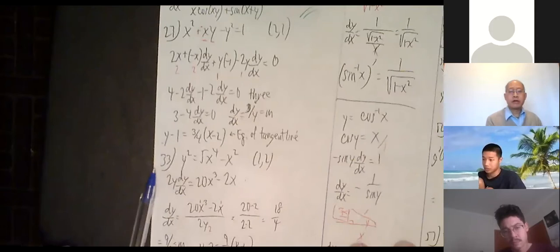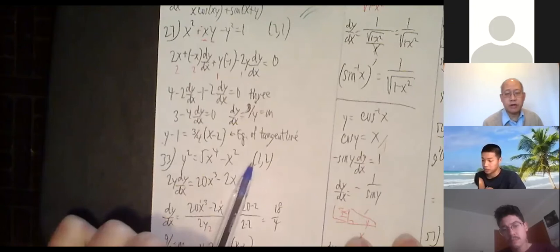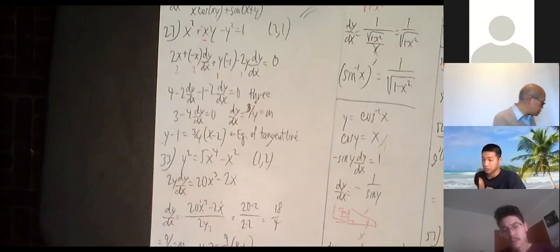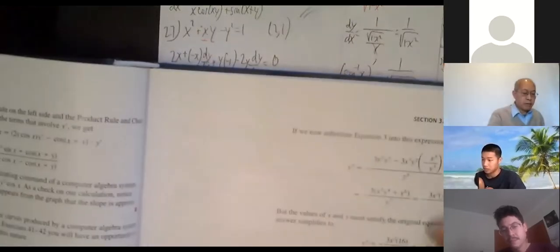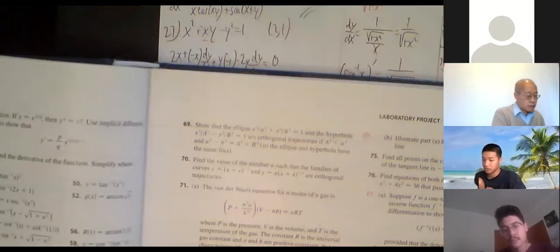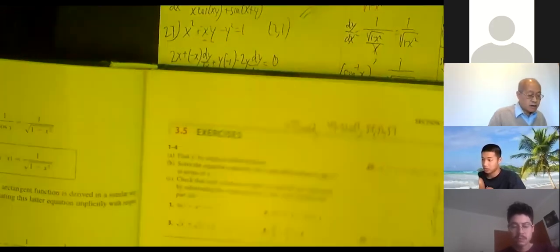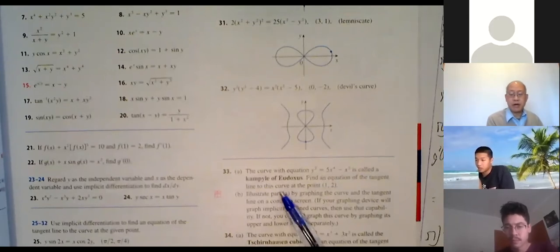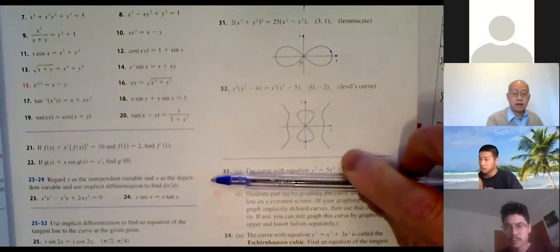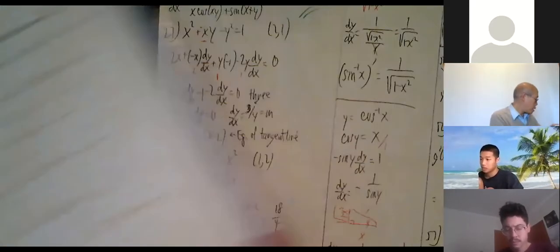All right, then 33. Find the equation of the tangent to the curve y squared equals 5x to the 4th minus x squared at the point (1, 2). In the book, they actually give you the name of this. You don't have to worry about that. Don't memorize it. I don't have it memorized. Something like Kampyle of Eudoxus. Never mind about that. Maybe just cover it up. Don't even look at it. So find the equation of the tangent at the point (1, 2). Okay.